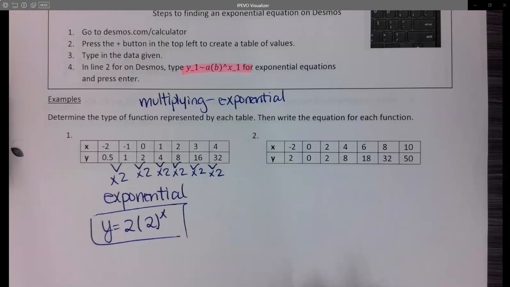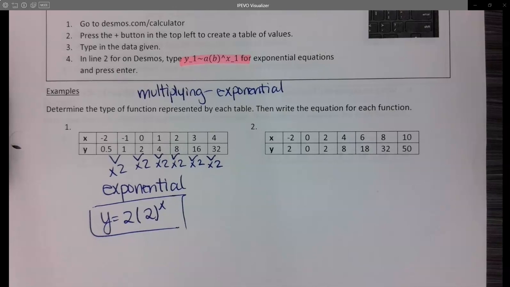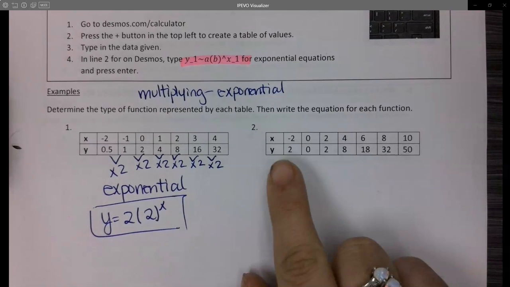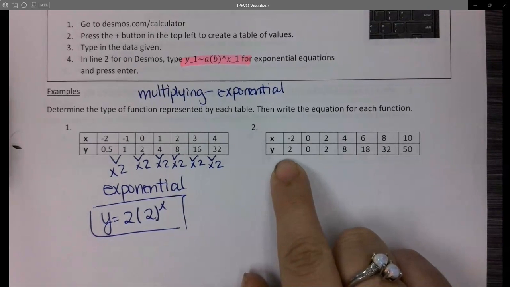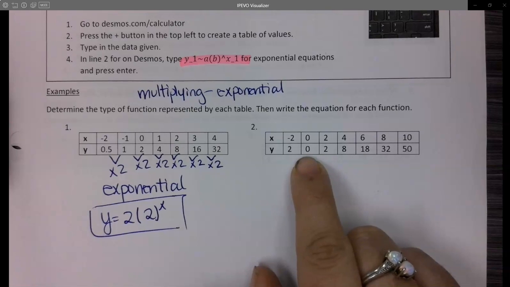Questions on number 1? Okay, what about number 2? If I'm only looking at my bottom numbers, what kind of patterns are going? What do I multiply 2 by to turn it into 0? Okay, any other ideas?